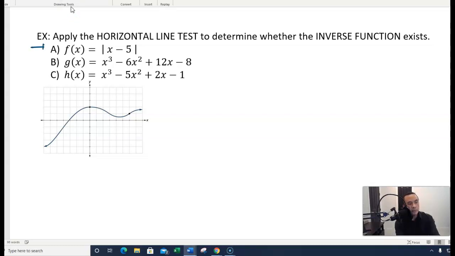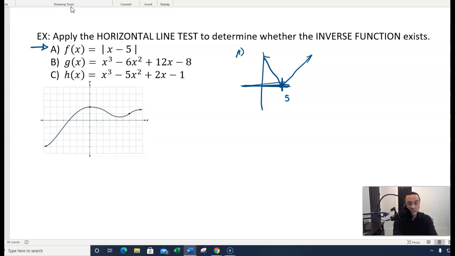look at example A, if I graph example A right here, it's an absolute value function. So it's a V shape that starts 5 units to the right. So we start right here and then it goes one up, one to the right, one up, one to the left. Anyway, that's an absolute value function. If we try to find the inverse of that, you will not have an inverse. So the instructions say apply the horizontal line test to determine whether the inverse function exists.